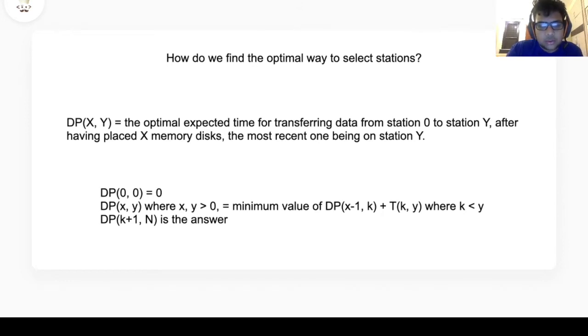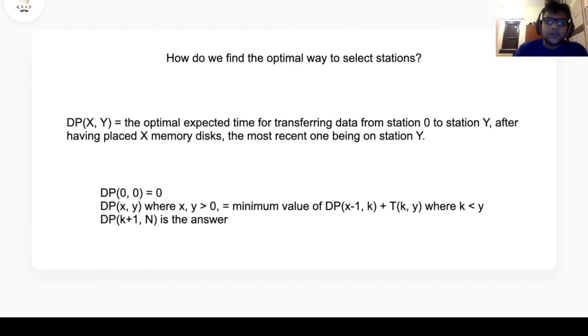So over here, we need to find for each DP x y the minimum value of DP x minus 1 k. What this means is, after having placed x minus 1 memory disks, the optimal expected time to reach station k, with our last memory disk at that station k, plus t of k and y, which is the expected time to get from k to y, and we're now placing a memory disk on station y. That's our exit memory disk. So over here we're looking for the optimal breakpoint k in our DP. And then finally DP k plus 1 n is the answer. And this is just an easy way of implementing it.